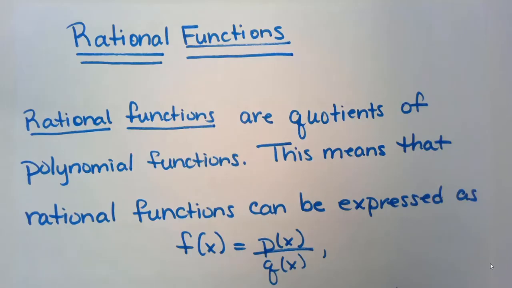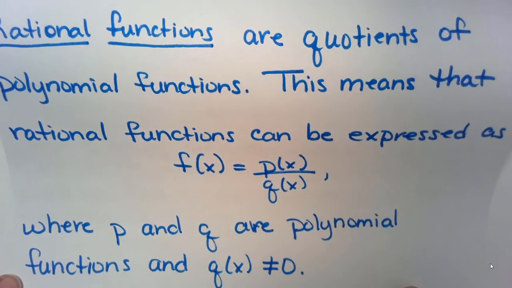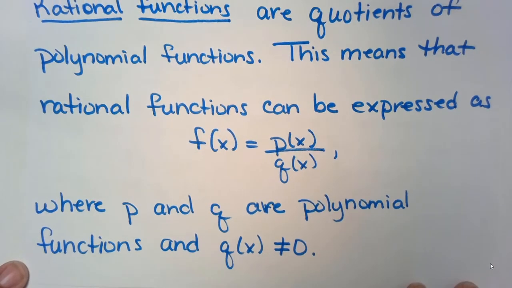All right, so in this section, we're going to look at rational functions and their graphs. So let's look at the definition of rational functions. Rational functions are quotients of polynomial functions. This means that rational functions can be expressed as f of x is equal to p of x over q of x, where p and q are polynomial functions and q of x does not equal 0.